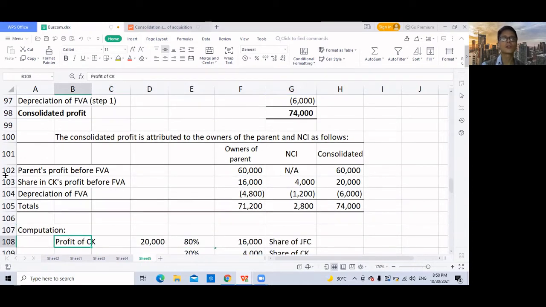So this is the profit of CK, that's 20,000. Didn't we see that the parent's was 60 and the subsidiary's was 20? So that 20,000, we multiply by the percentage of the parent, which is 80%. That is the parent's shareholding.